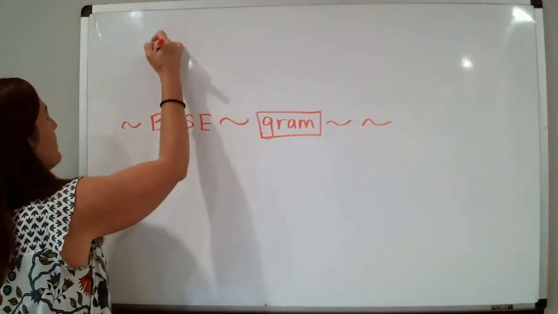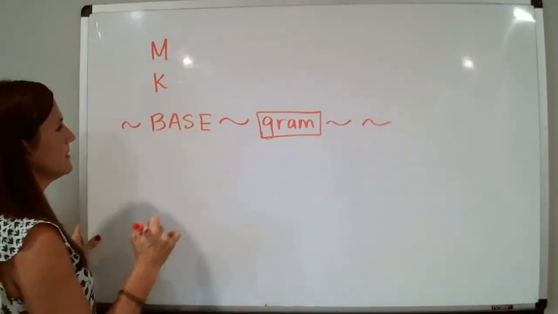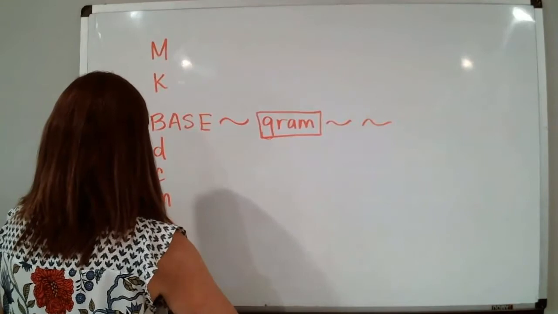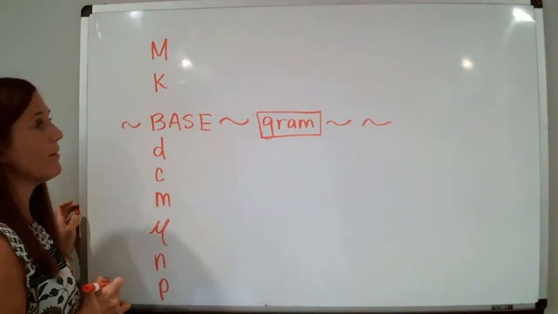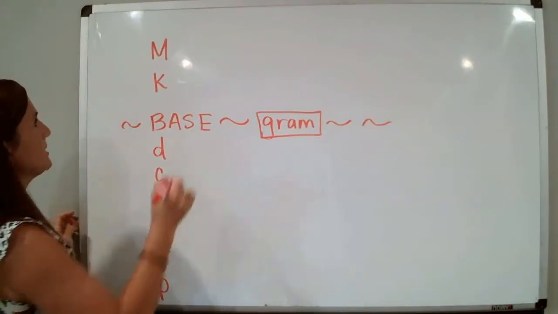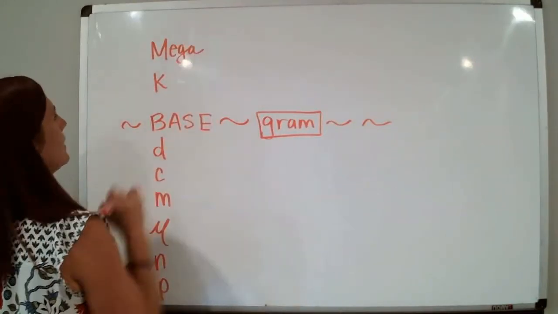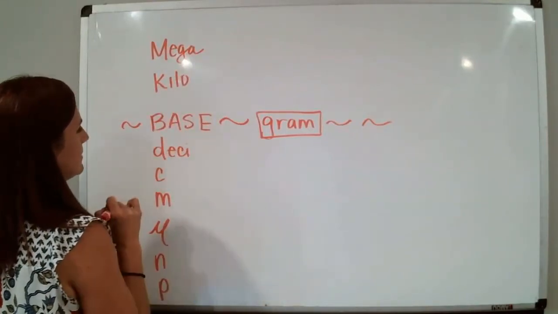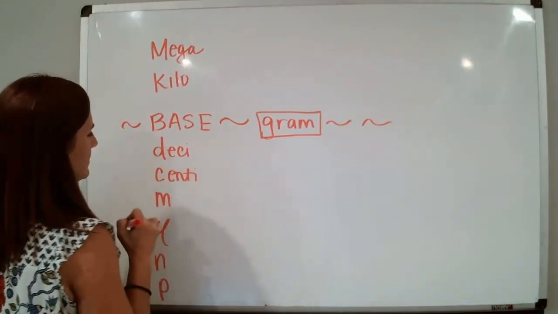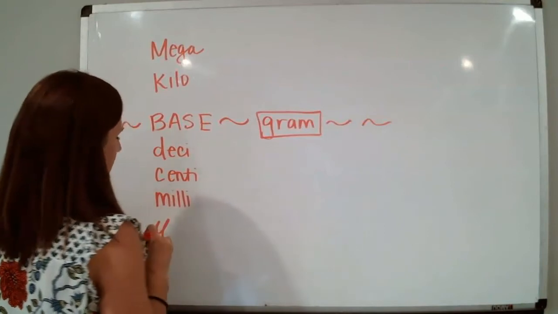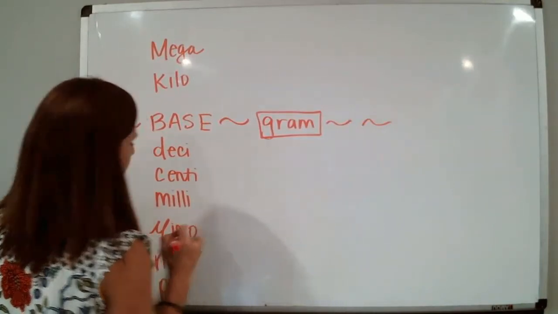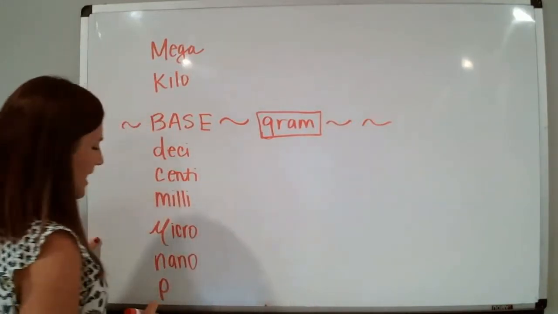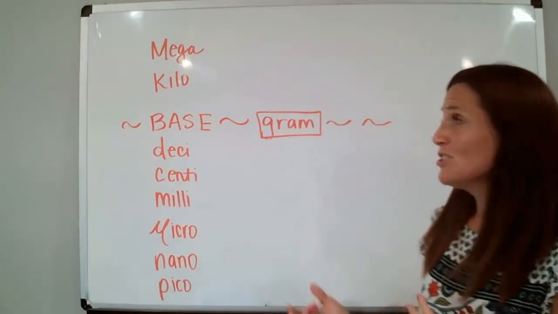So remember, it goes, my kitten doesn't call me Mr. Nano Pico. Okay, so my kitten doesn't call me Mr. Nano Pico. And so M is for mega, K is for kilo, D is for deci, C for centi, M for milli, M for micro, or remember that's a mu, like a cat would say, nano, and pico. So once we've gotten this far, congratulations, you're doing great.